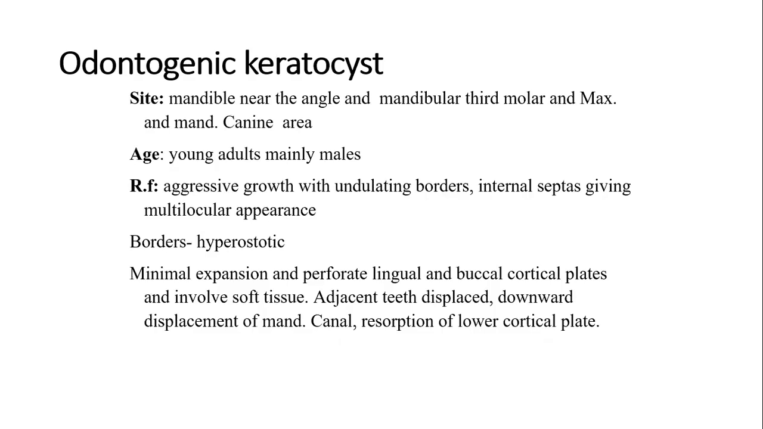Now, next one is odontogenic keratocyst. Site is mandible near the angle and mandibular third molar and maxillary and mandibular canine region. Age group usually affected are young adults, mainly males. Radiographic feature: aggressive growth with undulating borders, internal septa giving multilocular appearance. Borders are hyperostotic, minimal expansion, and perforate lingual and buccal cortical plates and involve soft tissue. Adjacent teeth will be displaced, downward displacement of the mandibular canal, resorption of lower cortical plate.